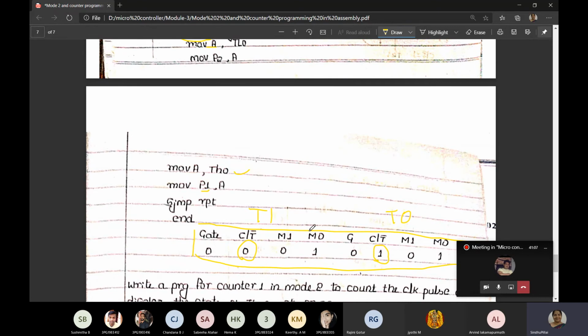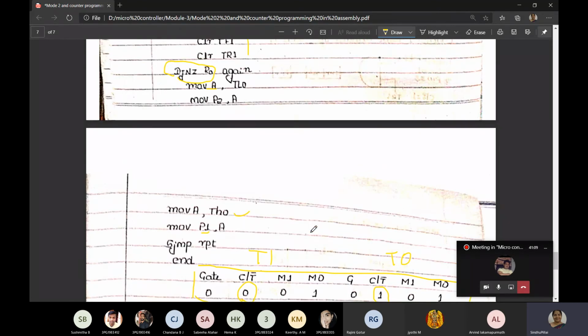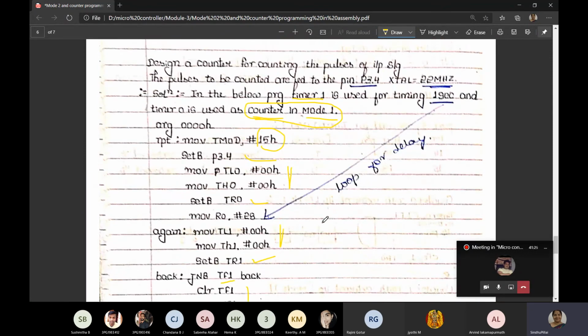So this is the program where both timer and counter are used. Timer 1 is used just to create the delay, and timer 0, that is nothing but counter, is used to count the pulses. The final answer is put in ports 1 and 2.